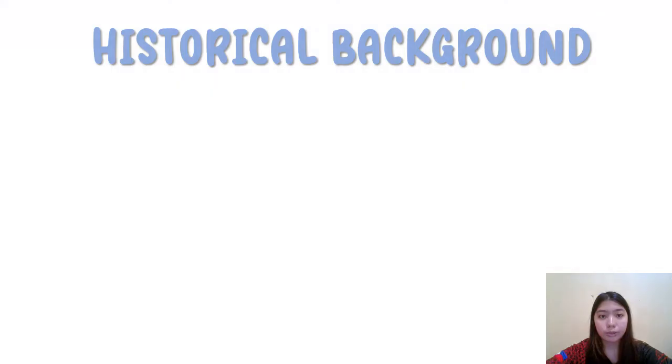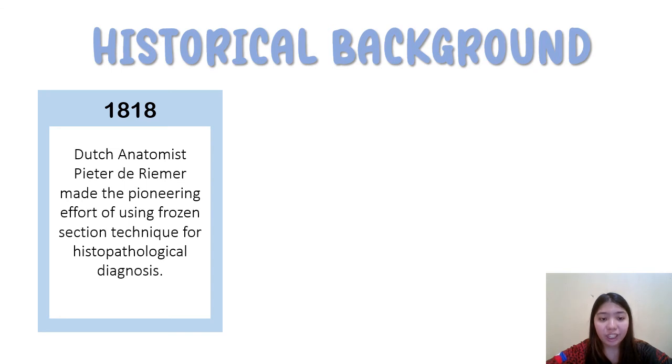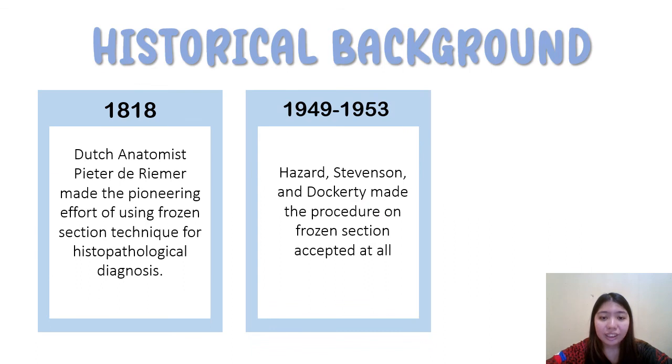Next is the historical background. In the year 1818, the Dutch anatomist Peter Derimer made the pioneering effort of using the frozen section technique for histopathological diagnosis. Since early frozen section techniques were difficult and demanding, and required as much art as science, Hazard, Stevenson, and Doherty made the procedure and frozen section acceptable at all.